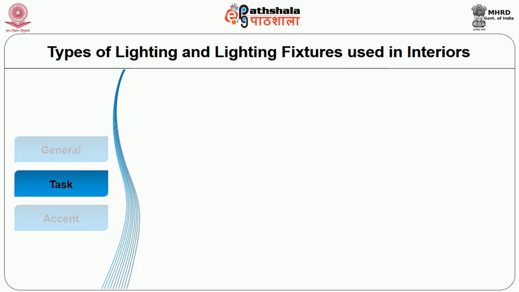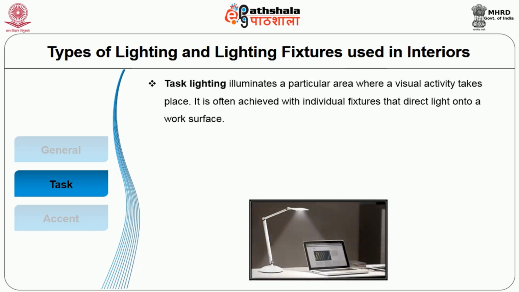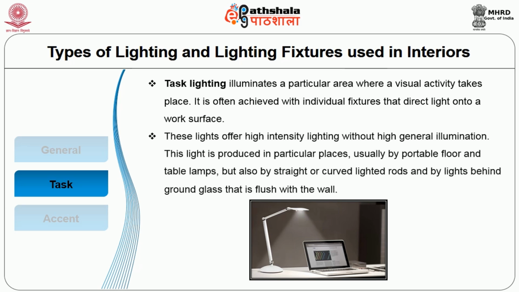The next one is task lighting. The task lighting illuminates a particular area where visual activity takes place. It is often achieved with individual fixtures that direct light onto a work surface. These lights offer high intensity lighting without high general illumination. This light is produced in particular places, usually by portable floor and table lamps, but also by straight or curved lighted rods and by lights behind ground glass that is flush with the wall.